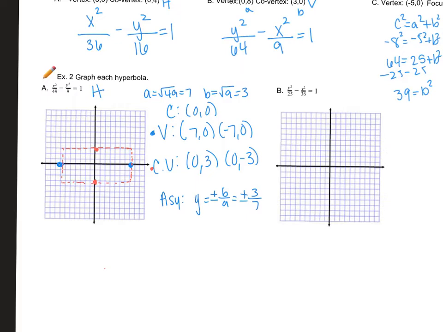So when you do that, you get to create your asymptotes because they have to go through your center and each corner of the box. So here's one asymptote. And that one didn't go through the corner so well. But realize that it's supposed to go through the corner a little bit better.